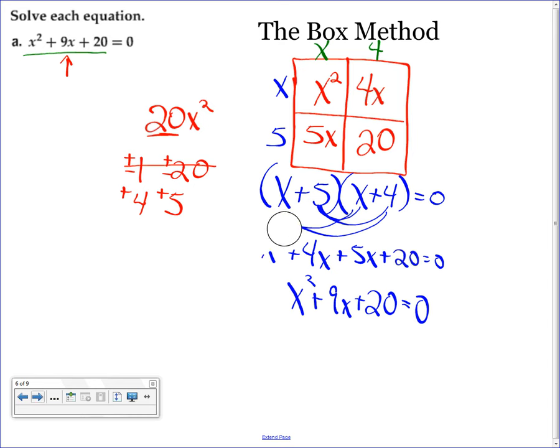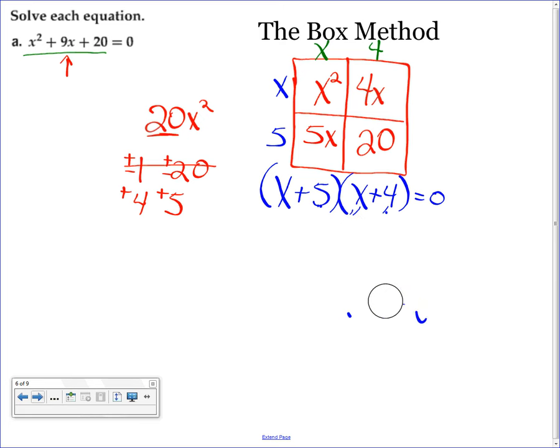And we're going to take a look now at the solutions. Okay, from the previous example, we know that if this number times this number equals 0, then either x plus 5 would have to be 0, meaning that x would have to equal negative 5, because negative 5 plus 5 is 0, negative 5 plus 4 is negative 1, that's 0 times negative 1 equals 0.